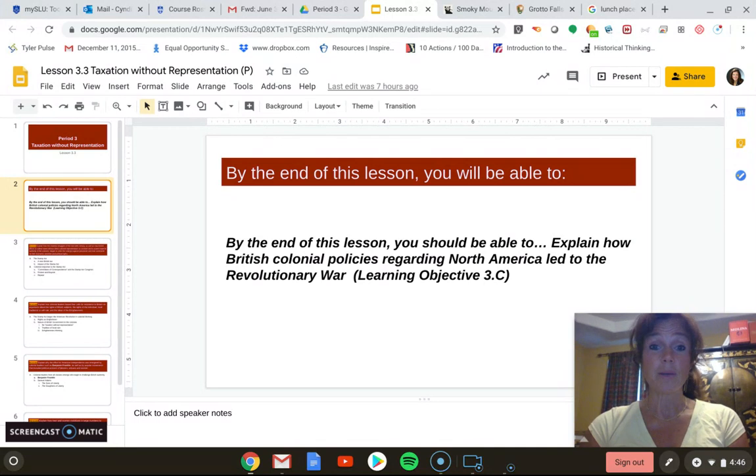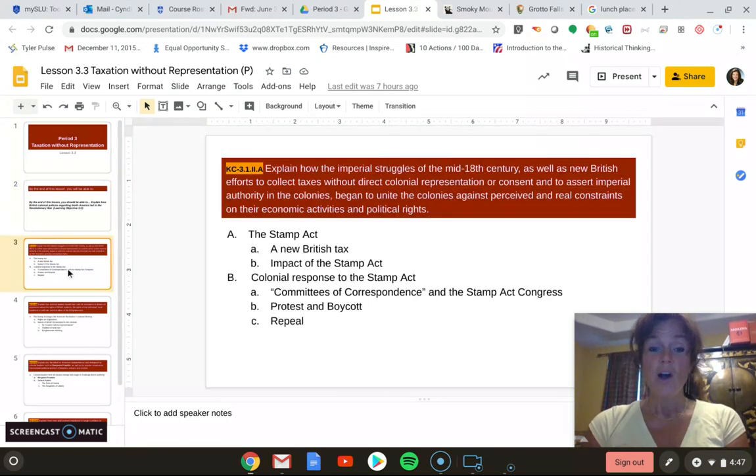We're going to be talking about some of the events like the Boston Tea Party and the Stamp Act and the Sons of Liberty that I know you have learned about, but we are going to tie it all in to explain how colonial policies that the British put forward leads the colonies to the Revolutionary War. Our first key concept is this idea of the British trying to collect new taxes without direct colonial representation. So this is the idea of no taxation without representation.